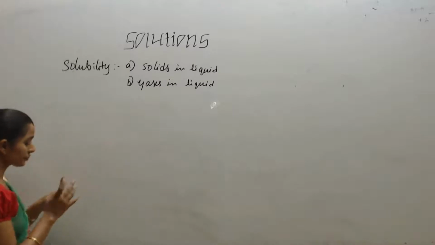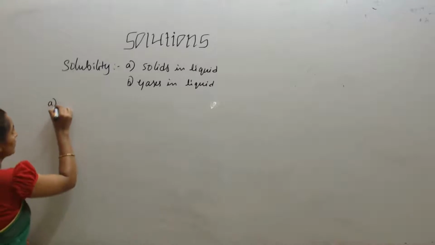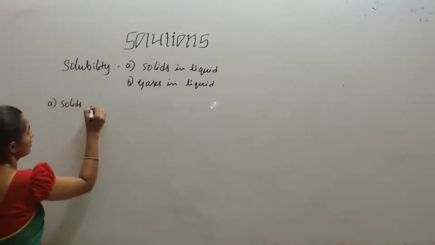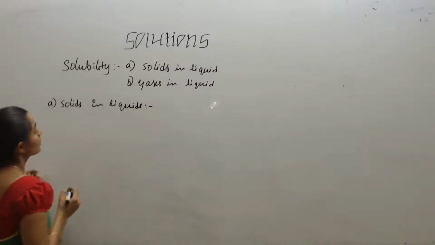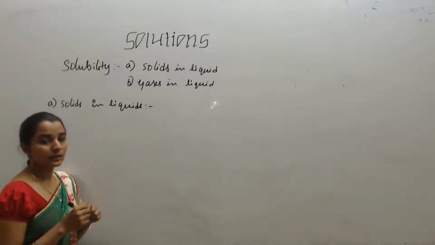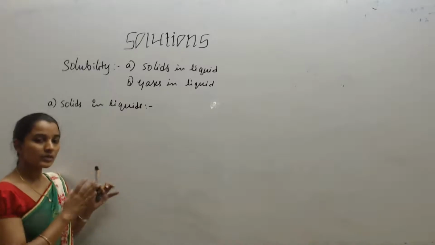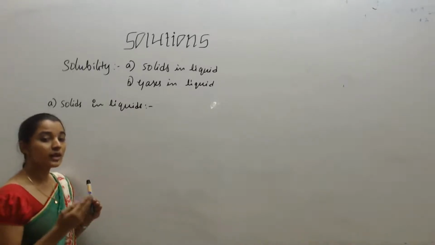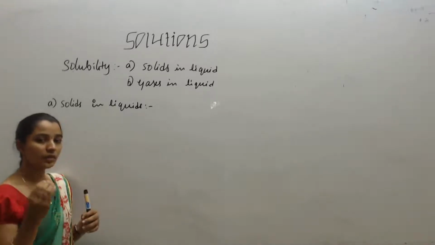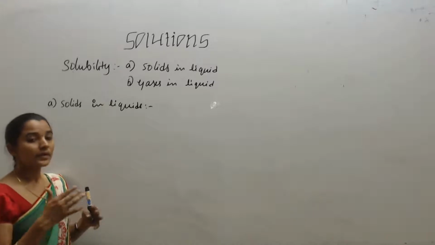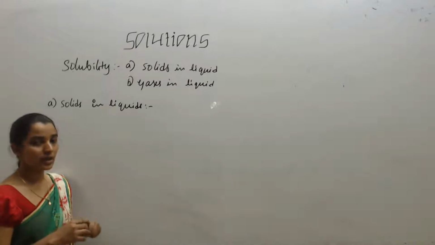So first, I'm going to say solids dissolved in liquids. We are going to check what? The solubility of solids in liquids. So students, before going to explain the solubility, I will say about the solution. In the solution we use most of all solute and solvent. In the solution, if any one of the components is less in concentration, then it is said to be solute. If any one of the components is more in concentration, then it is solvent.